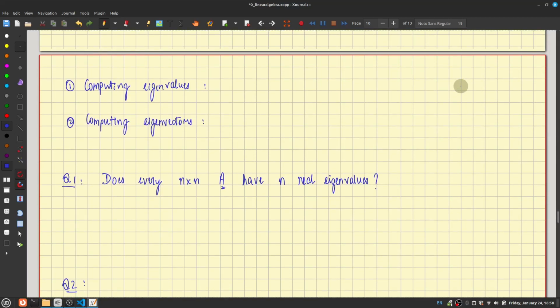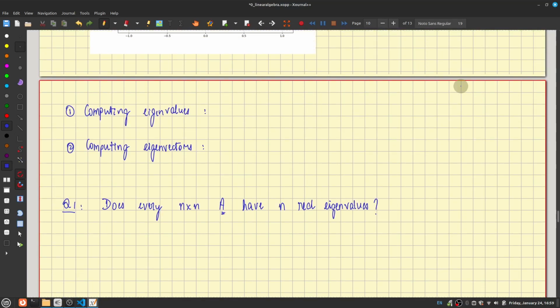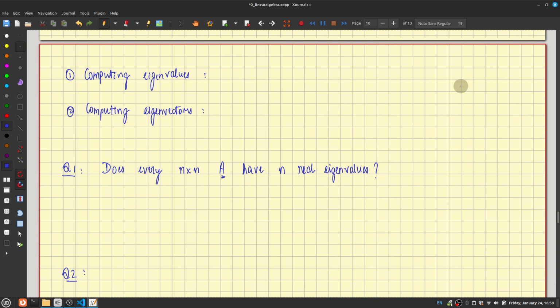Okay, so now we know. Suppose I give you a particular matrix. How do you compute the eigenvalues? You find the roots of the characteristic polynomial. And how do you find the eigenvectors? You just solve a system of linear equations. But let's go back. There's something that I didn't explore, which is, if I give you an arbitrary n by n matrix A, is it guaranteed to have n real eigenvalues?